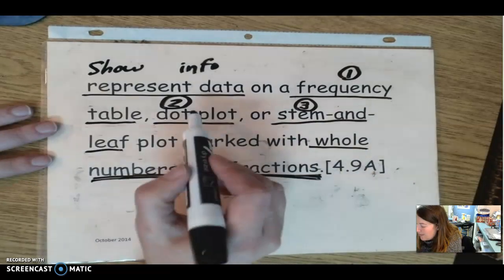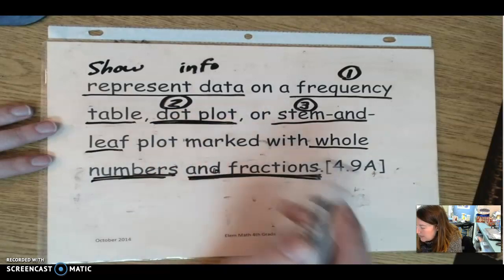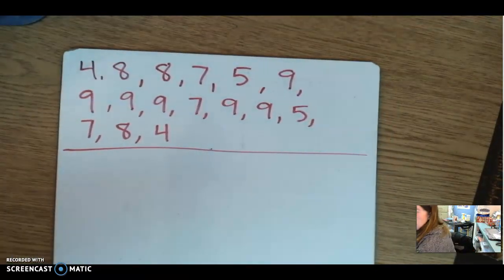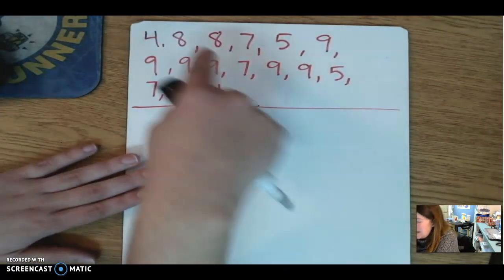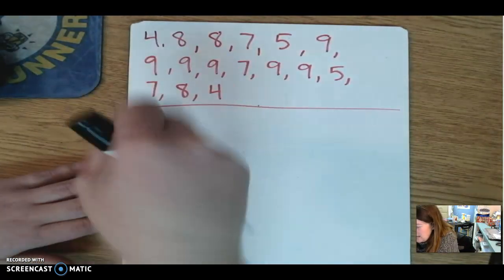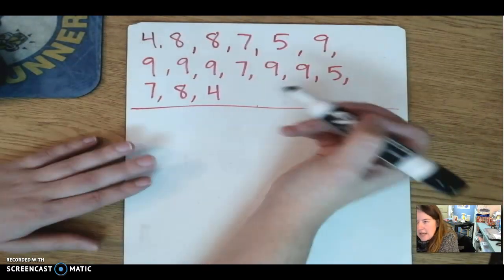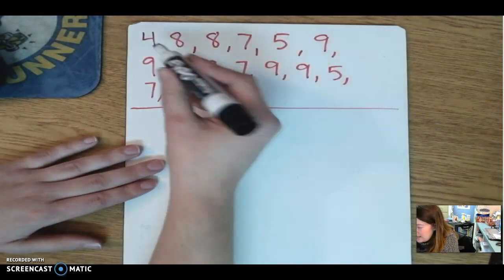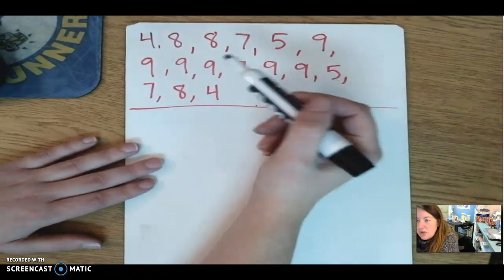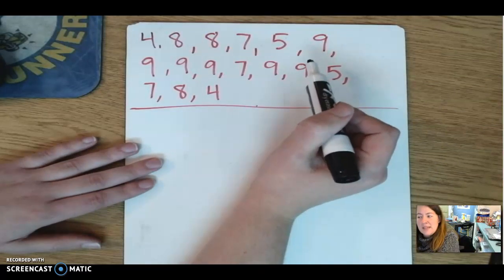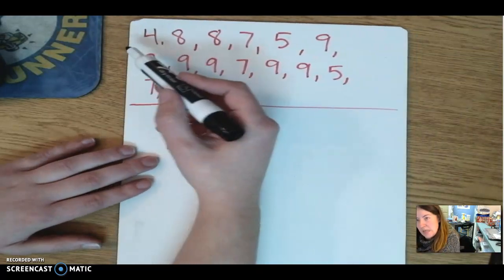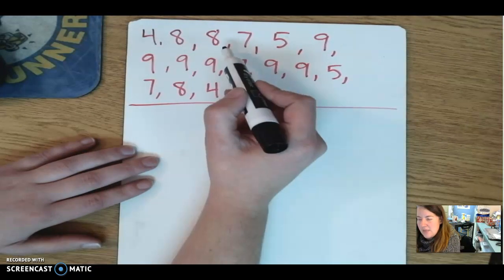So today and tomorrow we're focusing on dot plots. So let's review what a dot plot is. A dot plot is essentially just kind of like a number line. If you can make a number line, you can make a dot plot. So let's say I just have all of this data. It could be anything for the story, but say this is the number of minutes I spent running. I spent 4 minutes one day running, and then 8 minutes, then 8 minutes and 7 minutes.